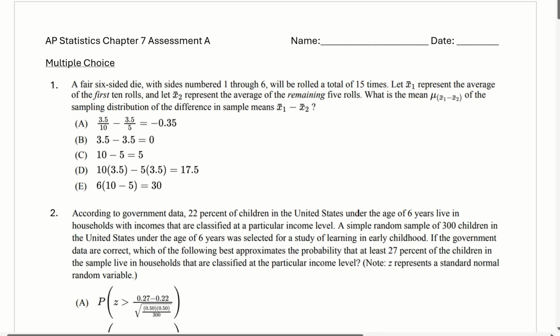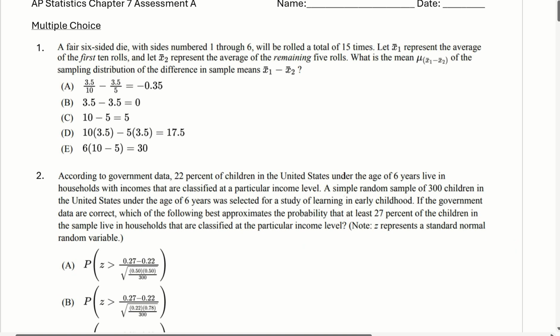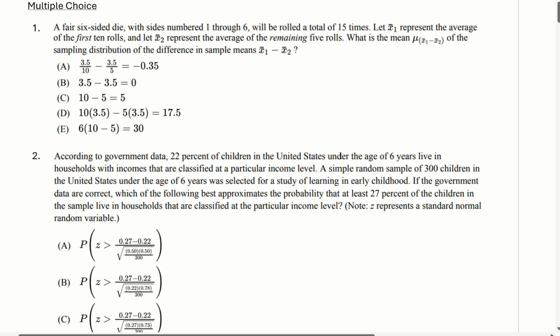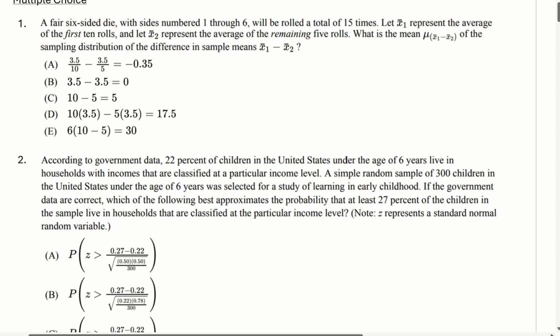So for the first question, we have a six-sided die with sides numbered 1 through 6 that will be rolled a total of 15 times. Let x bar 1 represent the average of the first 10 rolls, and let x bar 2 represent the average of the remaining 5 rolls. What is the mean, mu of x bar 1 minus x bar 2, of the sampling distribution of the difference in sample means, x bar 1 minus x bar 2?